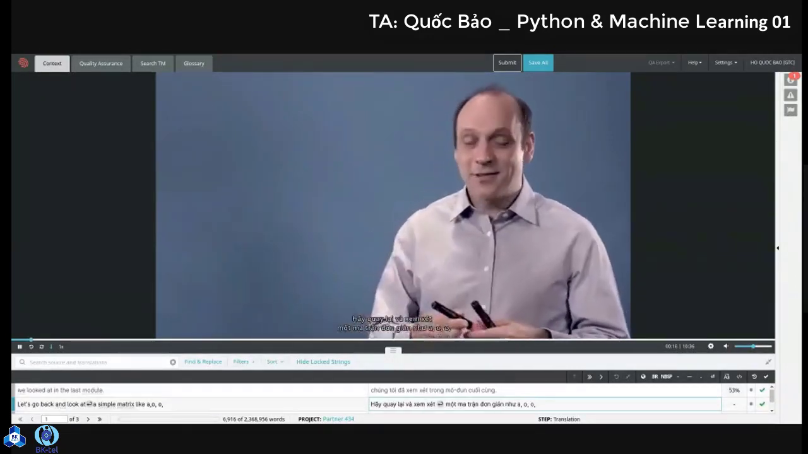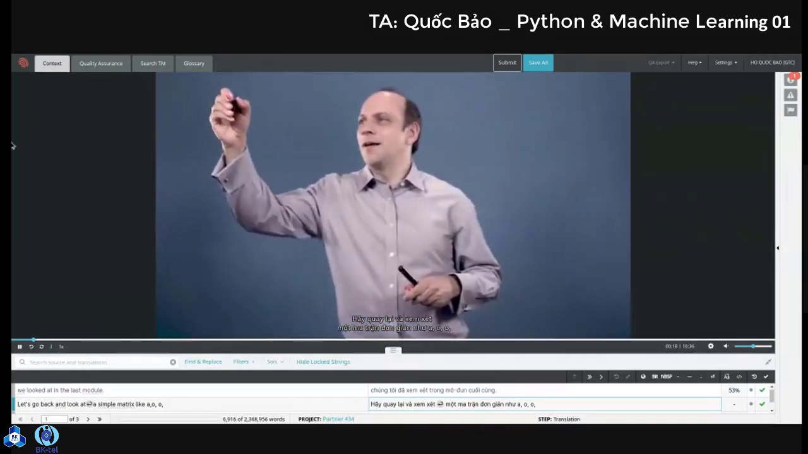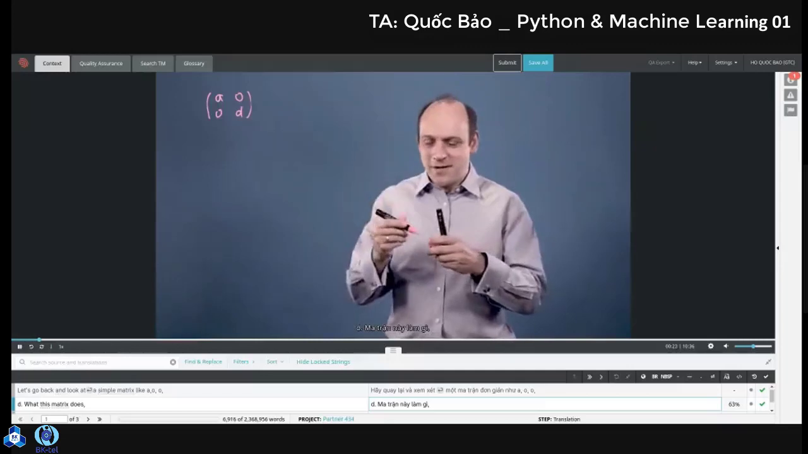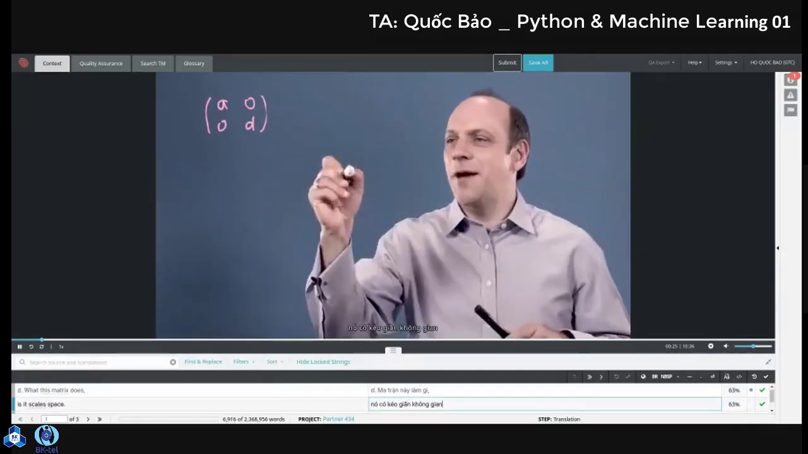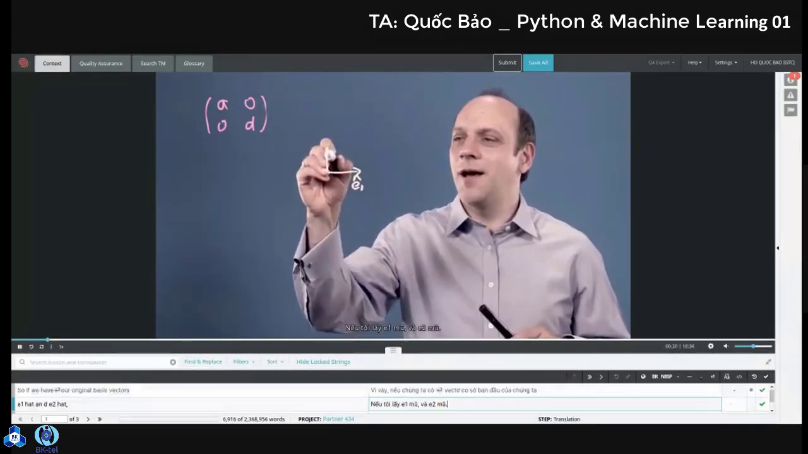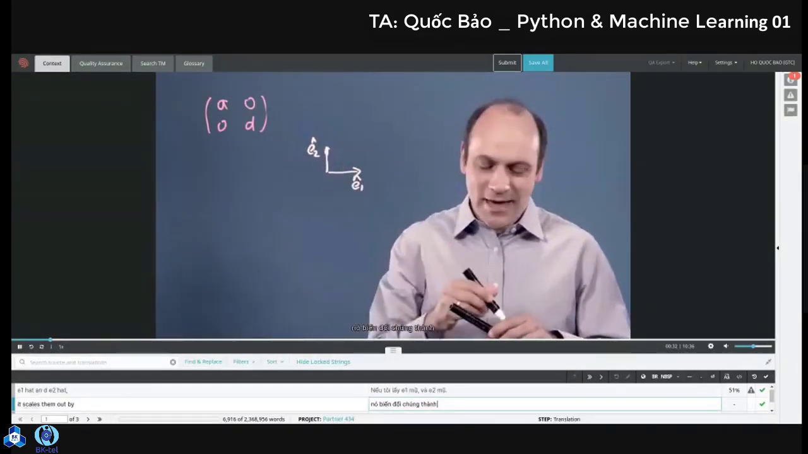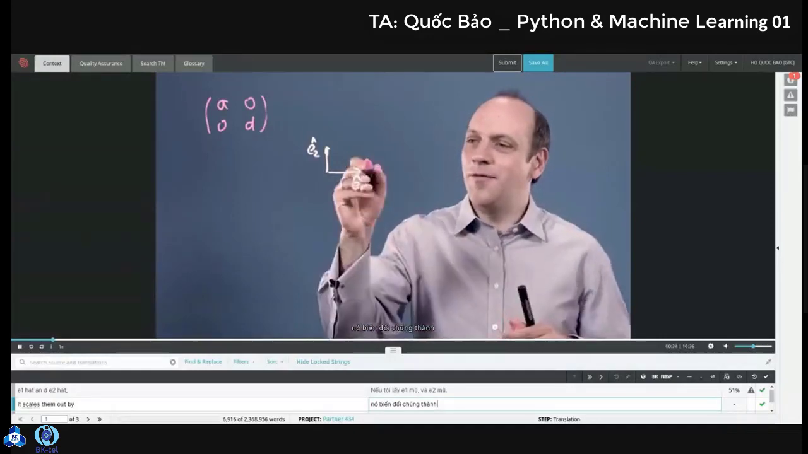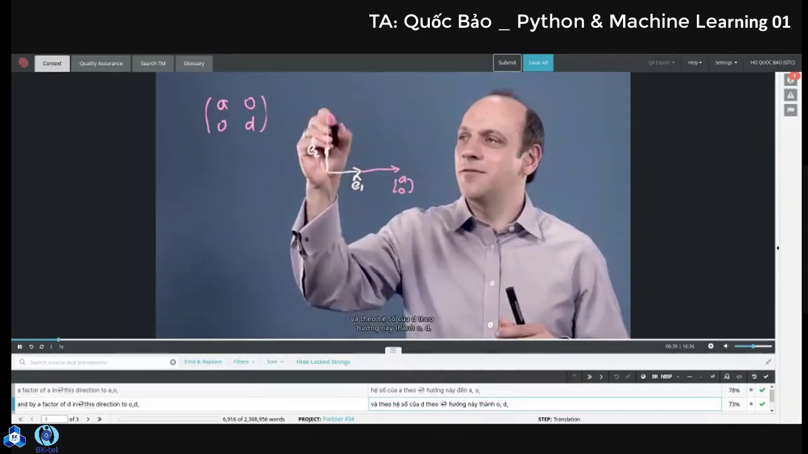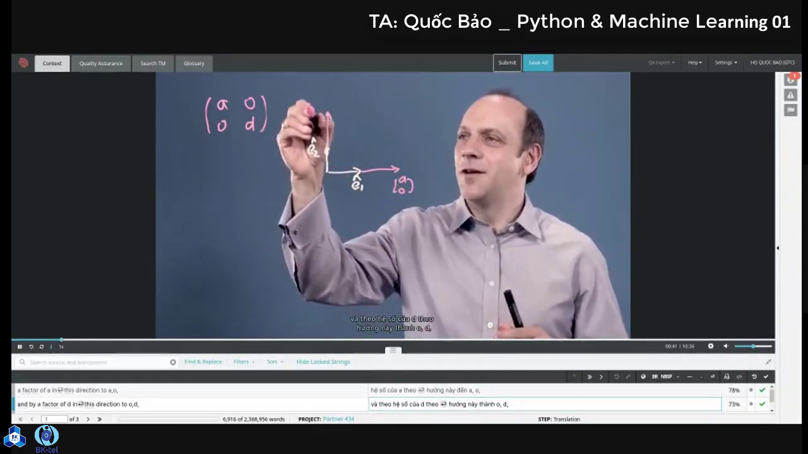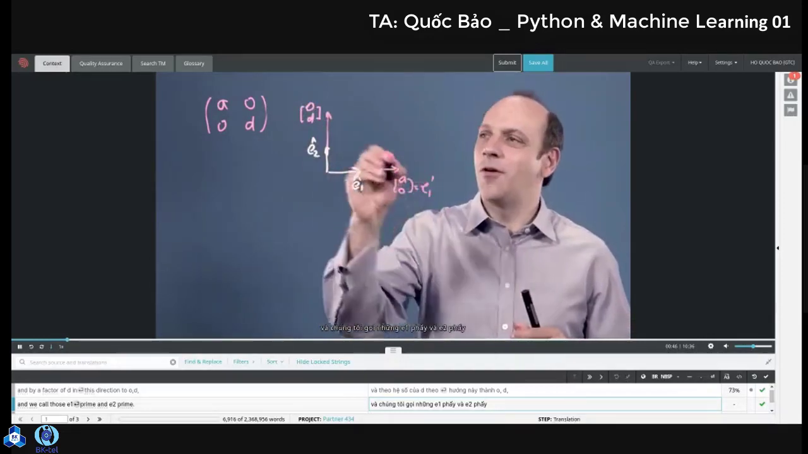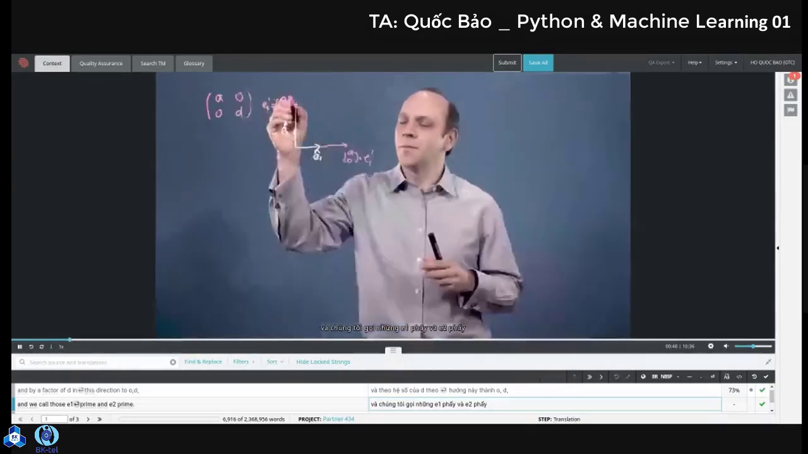Let's go back and look at a simple matrix like A, 0, 0, D. What this matrix does is it scales space. So if we have our original basis vectors, e1 hat and e2 hat, it scales them out by a factor of A in this direction to A, 0, and by a factor of D in this direction to 0, D. And we call those e1 prime and e2 prime.